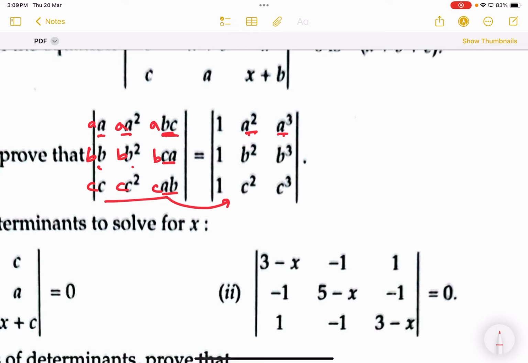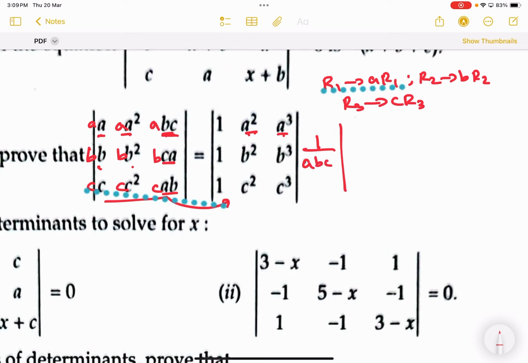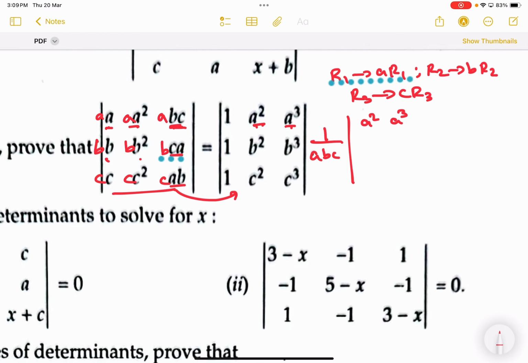So you are multiplying R1 by A, R2 by B, and R3 by C. That means outside you have to divide, correct? When you are multiplying by A, B, C, you multiply and divide. Outside you have to divide by ABC. So the first row will become A square, A cube, over ABC. First row I multiplied with A, which means I have to divide outside by A also.